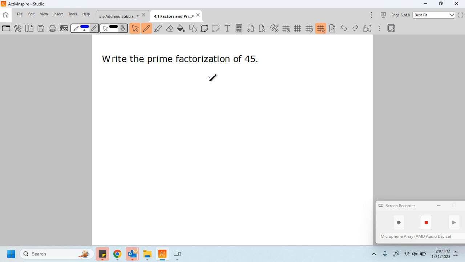Let's do the prime factorization of 45. We know that is 9 times 5. 9 can be broken down into 3 times 3. Bring that multiplication sign down. And 5 is already a prime number, so we just bring it down. So this prime factorization is 3 to the second power times 5.